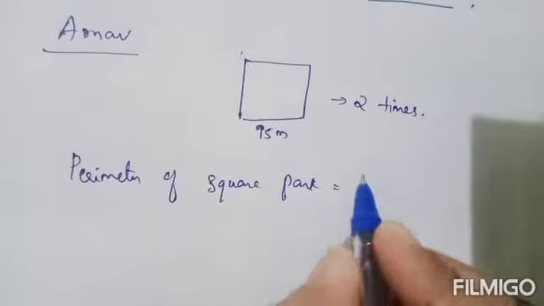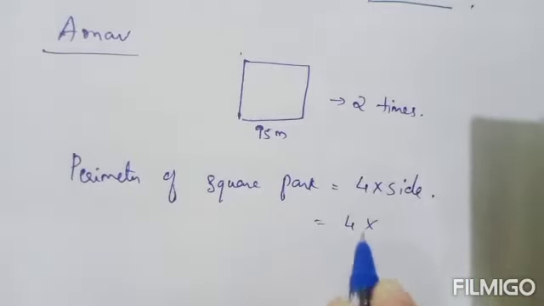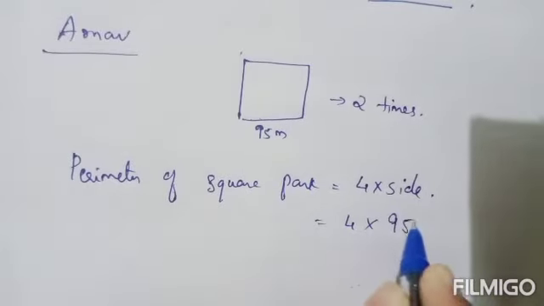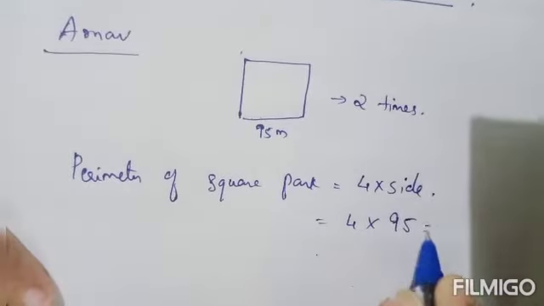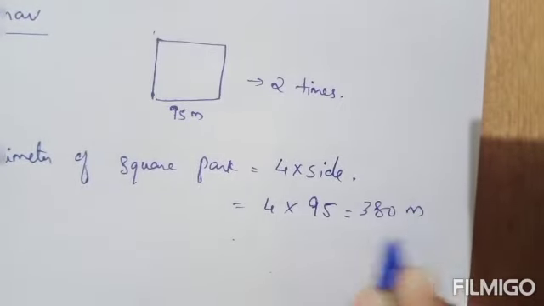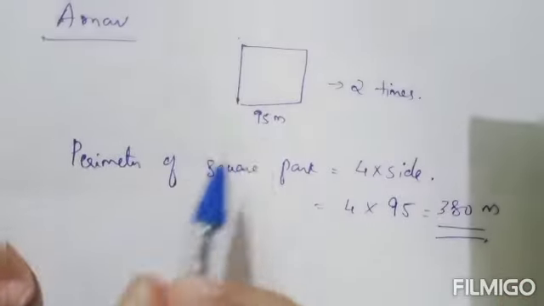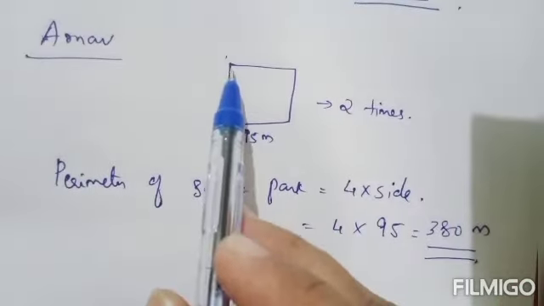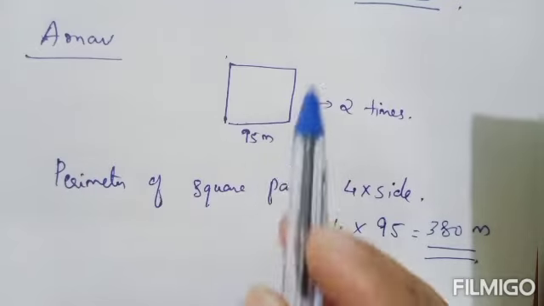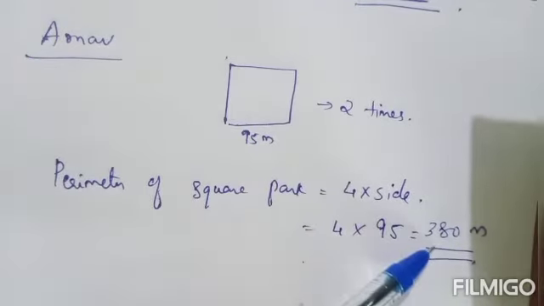Perimeter of square, formula you know, 4 into side. That is 4 into side, here it is 95 meter, 4 into 95, you will get 380 meter. This is the perimeter of the square park. So the distance he will cover if he jogs 1 time around the square field is equal to its perimeter.